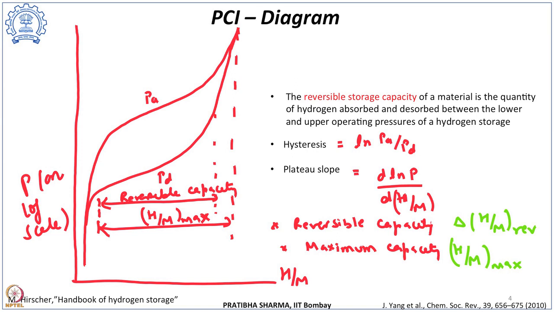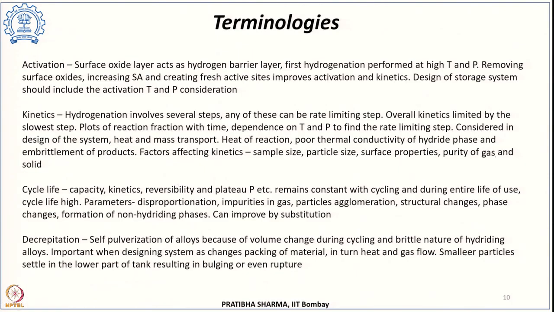The slope of the plateau is given by d ln P upon d H by M, the concentration ratio, while the hysteresis between the absorption and desorption curves is given by ln of the pressure of absorption by the pressure of desorption. So, herein in a single curve we have shown the different terms and their representation in the PCT diagram. Along with that, there are many more terminologies which become important when we consider the design of hydrogen storage systems, when we consider different metal hydrides.